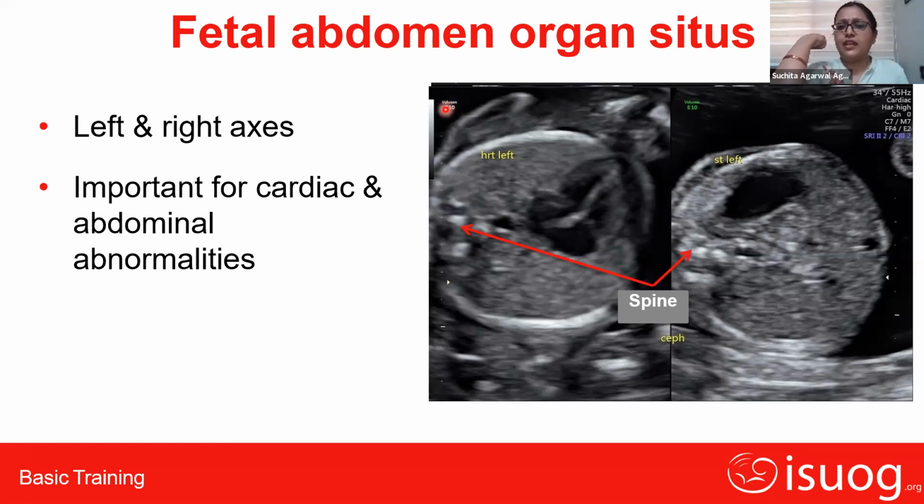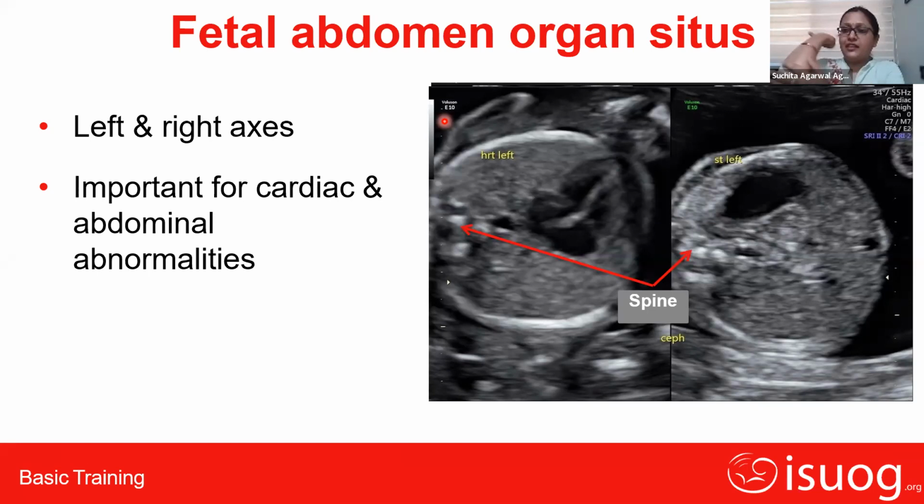Now if we see this image I'm sharing, this is the maternal right. And where is the spine? My picture is actually rotated the other way, so everyone can practice it. If I turn it this side, my spine is on this side, and this is the left. So where is the left? The left is on the top of the screen. Where do I find the stomach? I find the stomach on the left. So this is the normal situs.